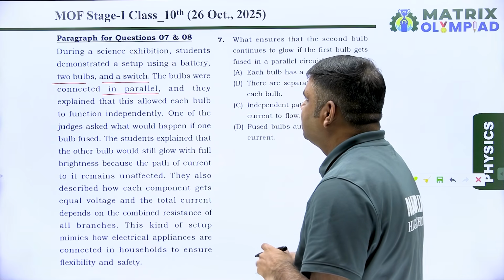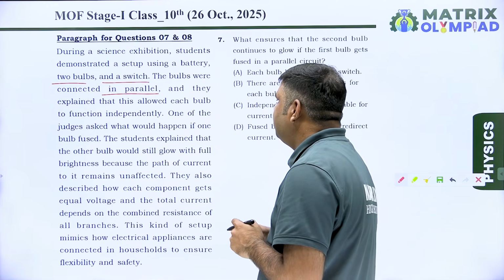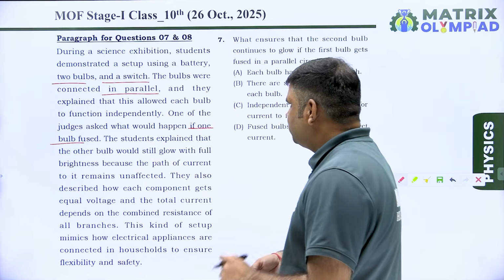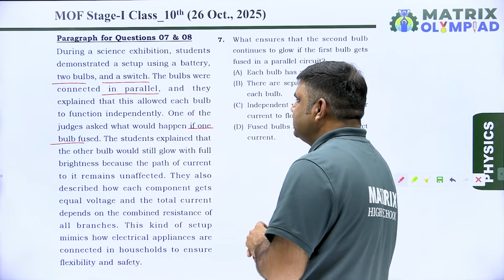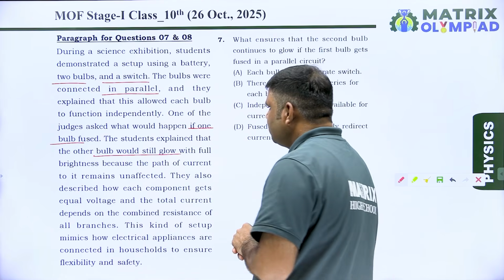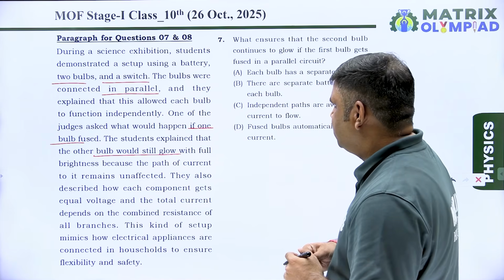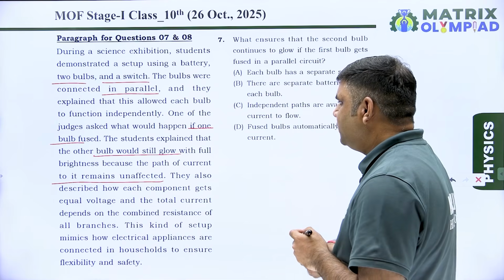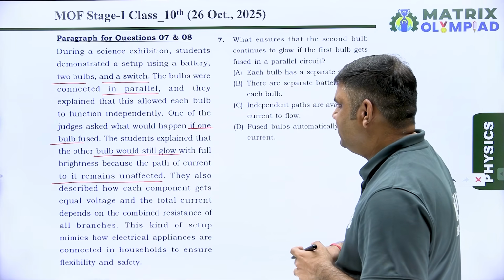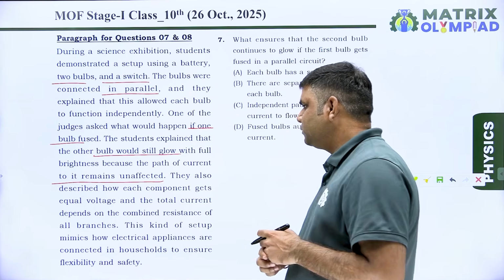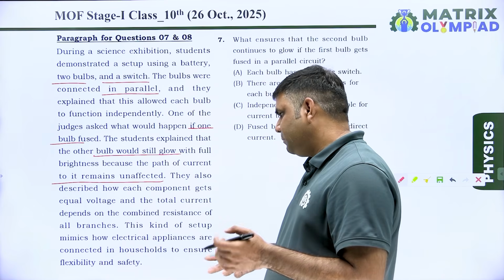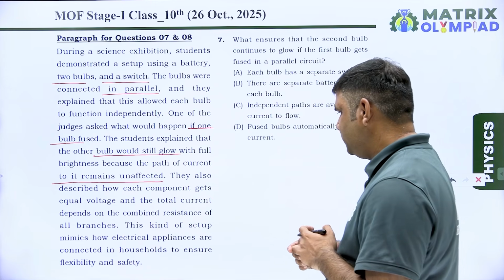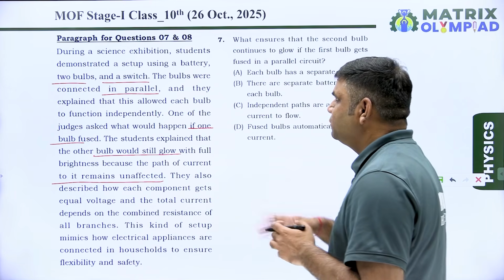One of the judges asked what would happen if one bulb is fused. The students explained that the other bulb would still glow with full brightness because the path of the current remains unaffected. They also described how each component gets equal voltage and total current depends on the combined resistance of all branches. This kind of setup mimics how electric appliances are connected in households to ensure flexibility and safety. So this is the paragraph.